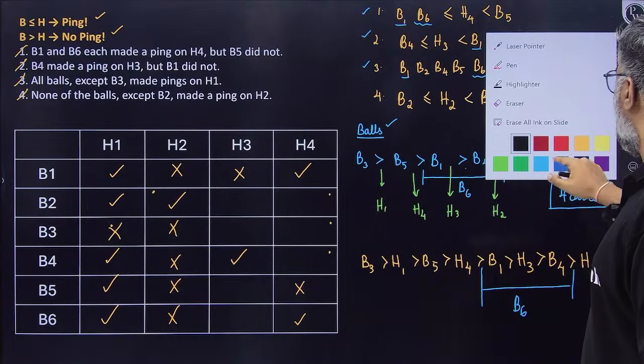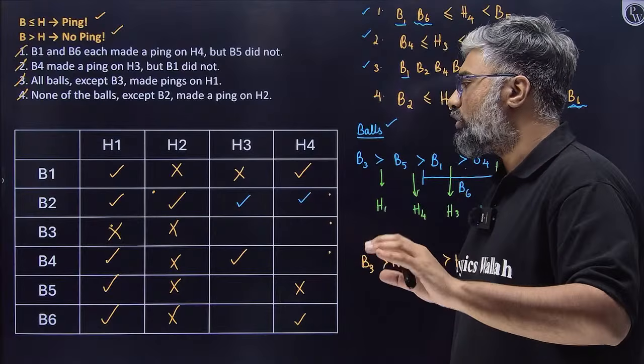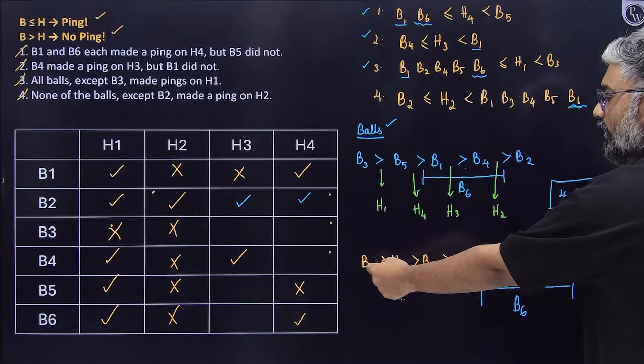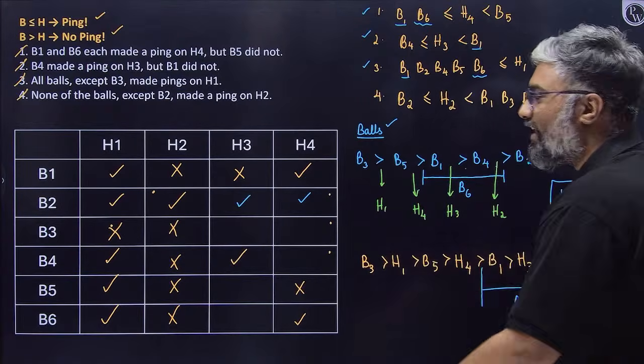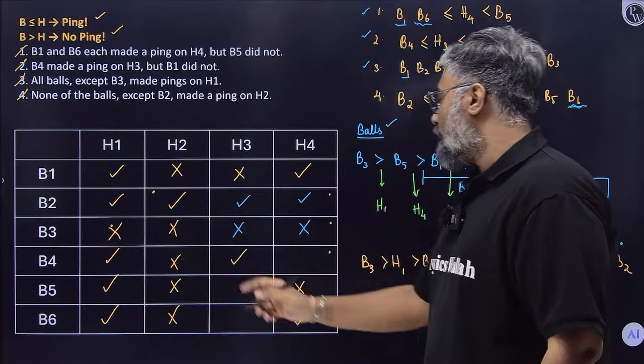Ball 2 will go through all the hoops. This is also in, this is also in. Ball 1, ball 2 complete. Let's look at ball 3. Ball 3 is here. Ball 3 is the largest ball. Yeah, it cannot go through any of the hoops. Gone. What about ball 4?